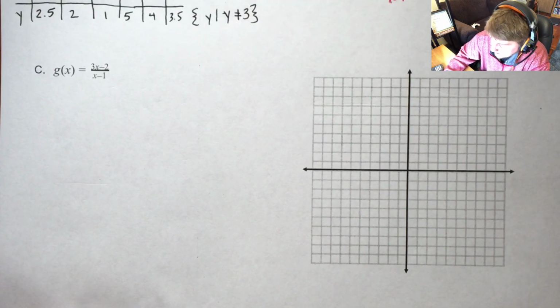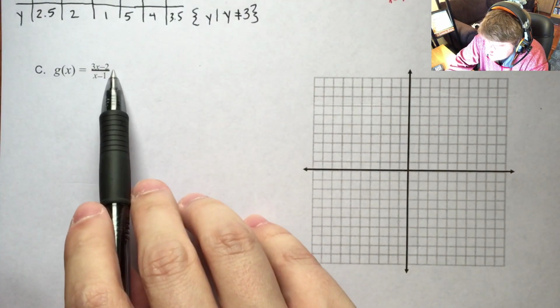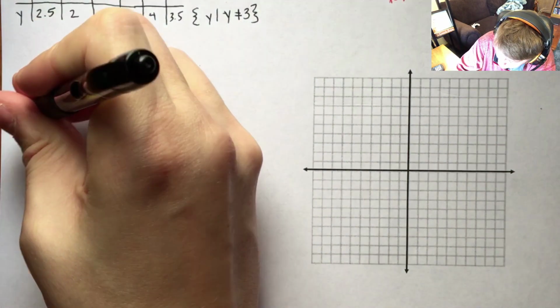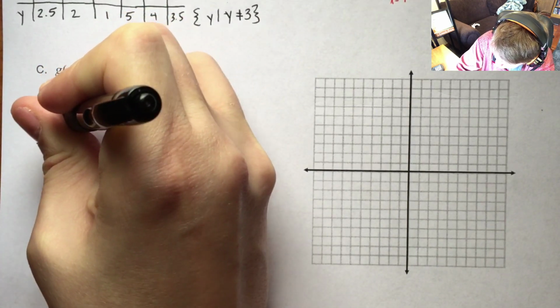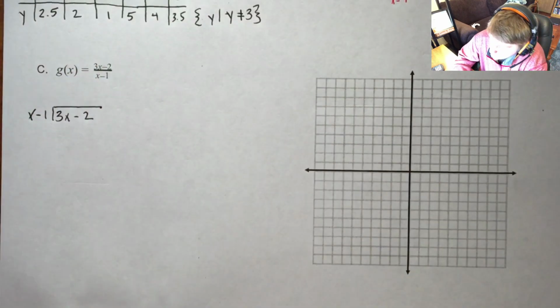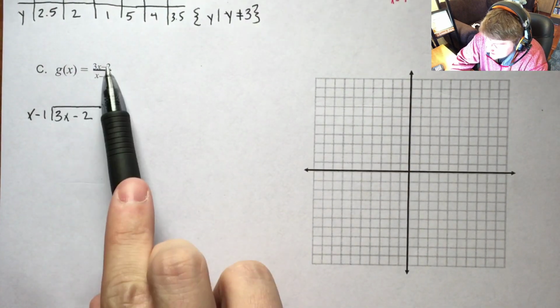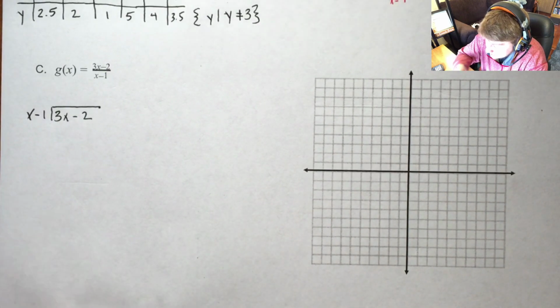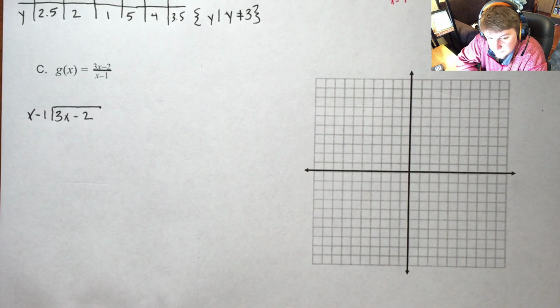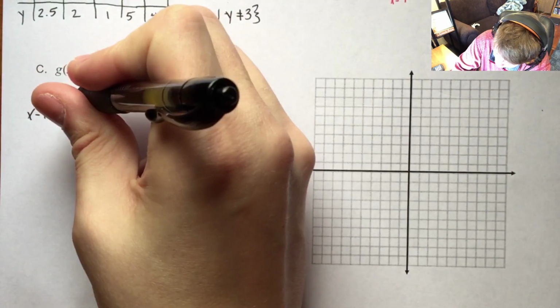So let's go ahead, and it does look like I'm going to have to use some long division. So I'm going to say x minus 1, and divide it into 3x minus 2. Okay, bottom number goes on the outside, top goes on the inside, and we're going to ask, what do I have to multiply x by to become 3x? Okay, and that is 3.